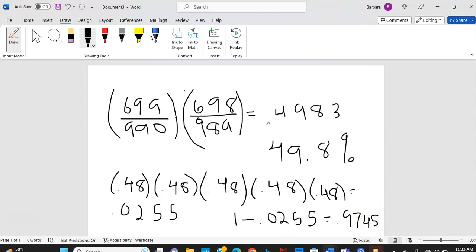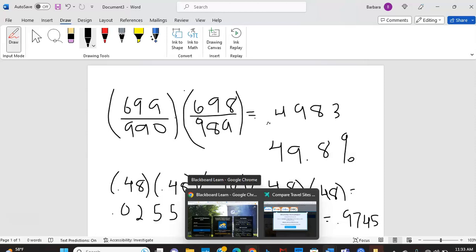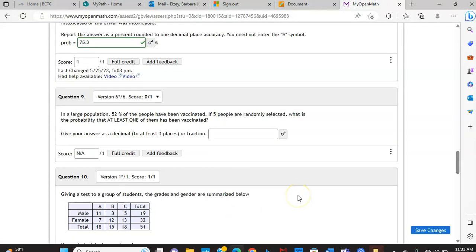Now, I don't know what it told us to round to. Let's go over here. 0.9745. This was here. 3 places, so we'd say 0.975. And that's it. I hope that helps.